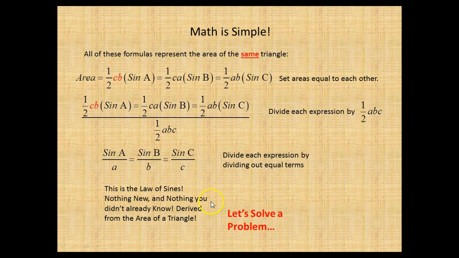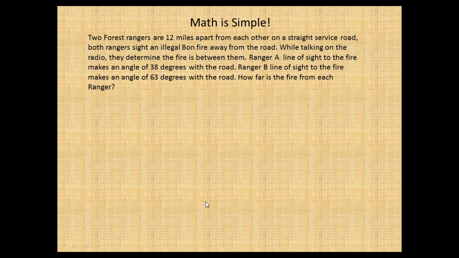Let's solve a problem. Two forest rangers are 12 miles apart from each other on a straight service road. Both rangers sight an illegal bonfire away from the road. While talking on the radio, they determine the fire is between them. Ranger A's line of sight to the fire makes an angle of 38 degrees with the road. Ranger B's line of sight to the fire makes an angle of 63 degrees with the road. How far is the fire from each ranger?